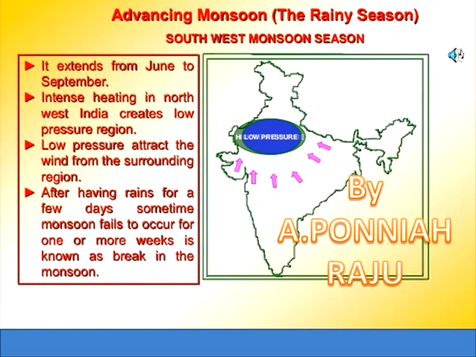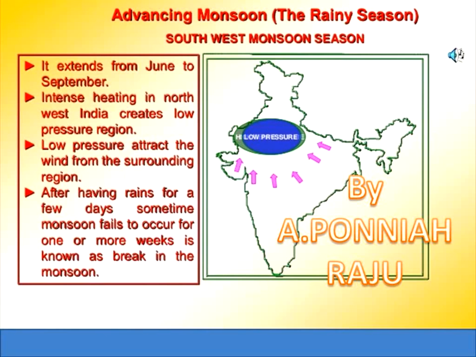That is why we call it the rainy season. It extends from June to September. The southwest monsoon season, or rainy season, is our advancing season, and it extends from June to September.